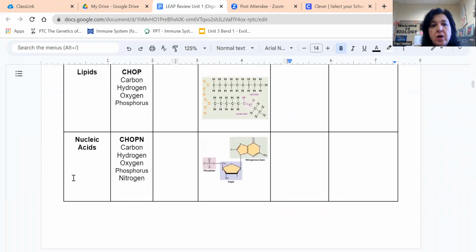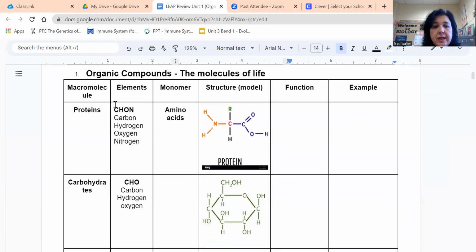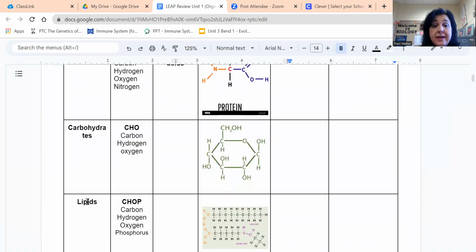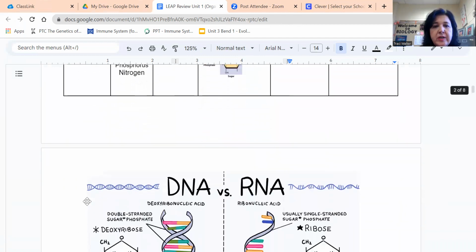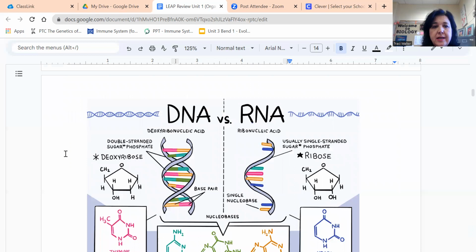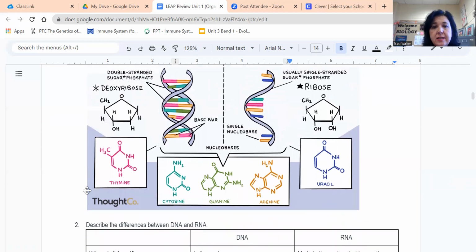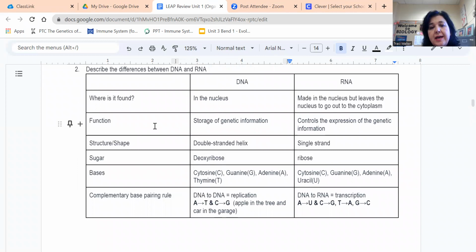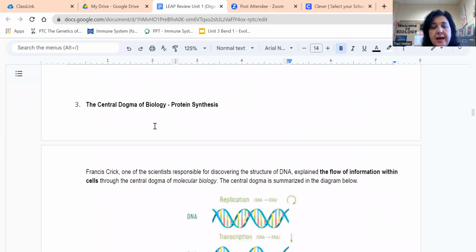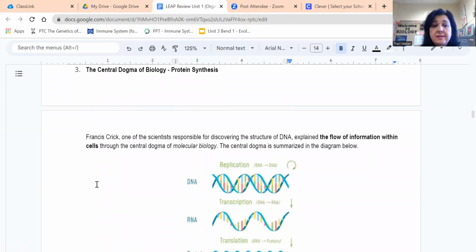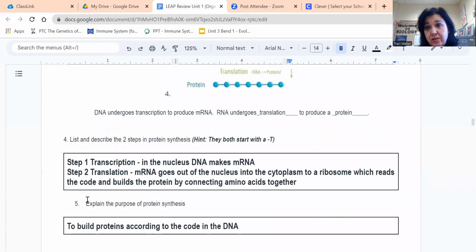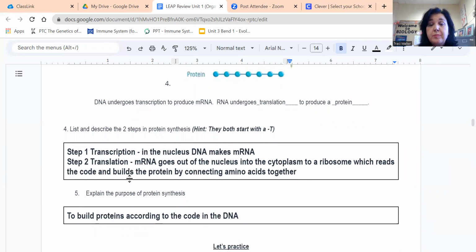And then we went into a little more. They're all made up of carbon, hydrogen, and oxygen, and then some of them have phosphorus and nitrogen as well. Then we went into more detail about the nucleic acids, DNA and RNA, and we learned some of the differences and similarities between them. And then we talked about how DNA and RNA are involved in protein synthesis, a 2-step process: transcription and translation. Transcription is where DNA makes RNA, and translation is where RNA goes to the ribosome and the protein is built.